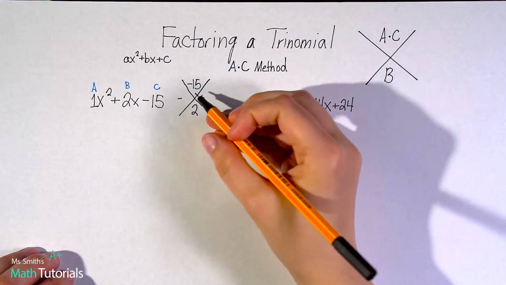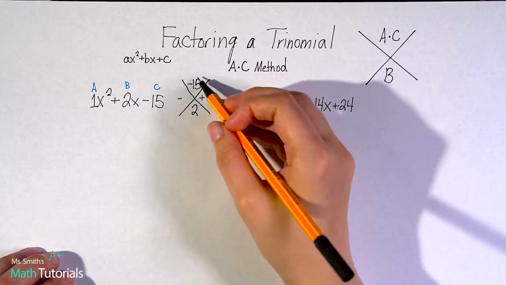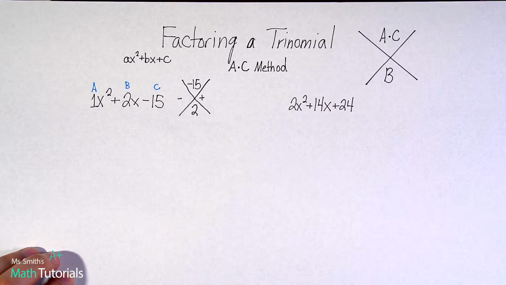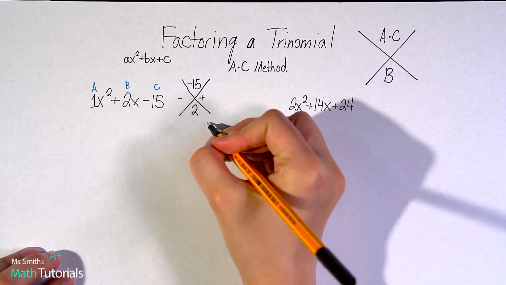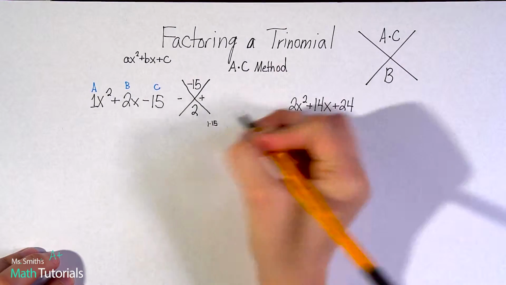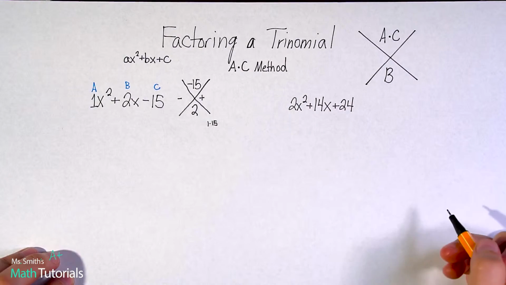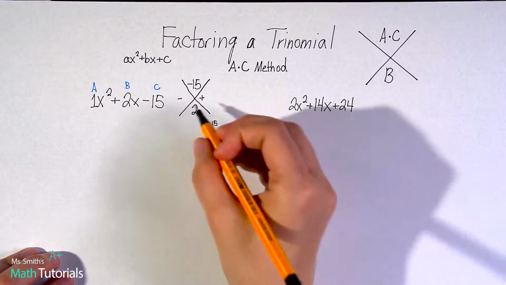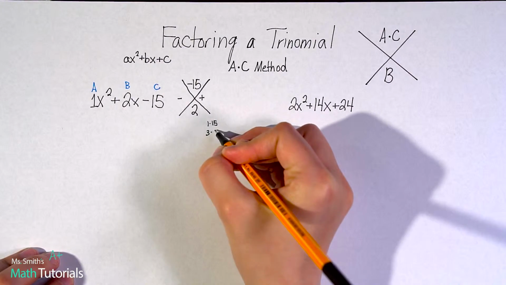Now let's talk about our numbers. Well, let's think of everything that goes into 15. And there's only a couple things. We've got 1 and 15. And it kind of helps, I think, to note this on the side or on some scratch paper. And we've got 3 and 5.